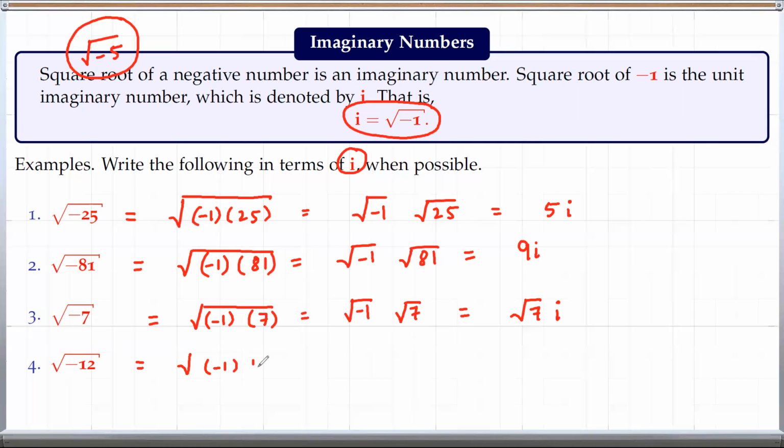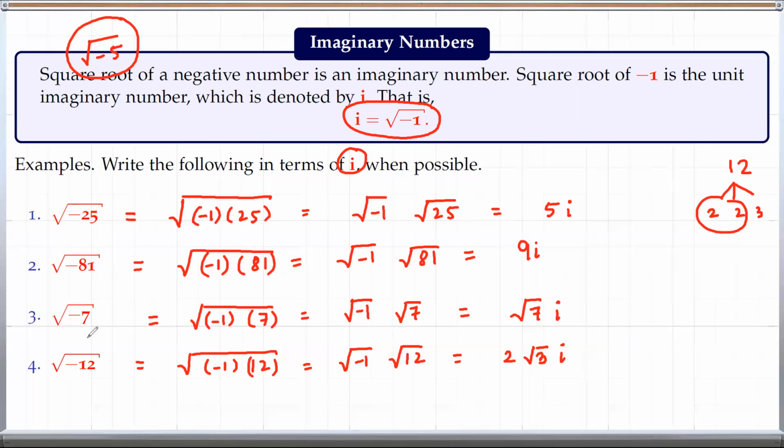And the same idea with the last one. Here we have -1 times 12. So this will be the square root of -1 times the square root of 12. We can simplify the square root of 12 because 12 is 2 times 2 times 3. So out of these two twos, we can take one 2 out. So it will look like 2 square root of 3, and the square root of -1 is i. So we have written these in terms of i. All these are imaginary numbers because you see we have square roots of negative numbers, and any imaginary number we can write in terms of i.